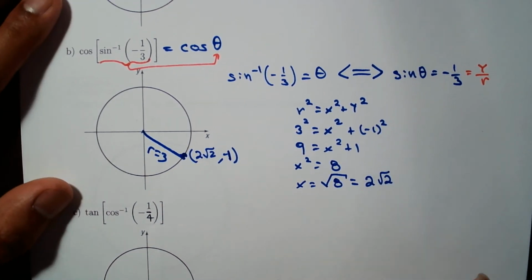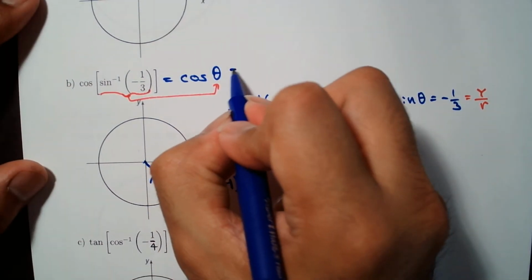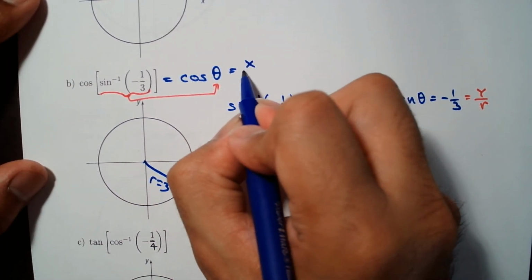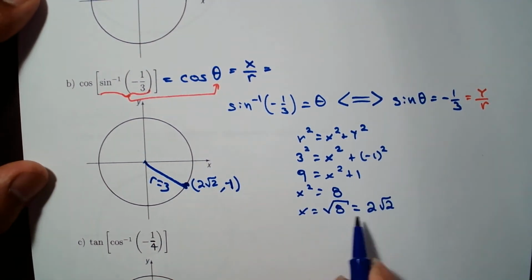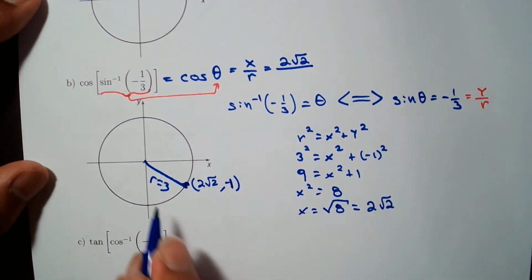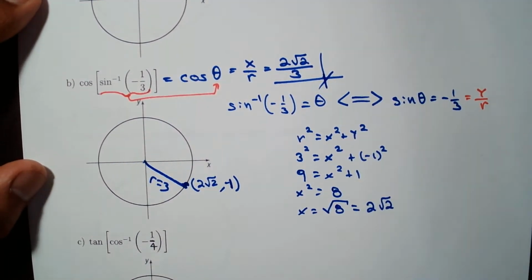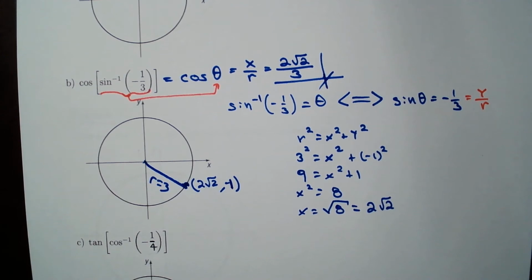So now we have the information to evaluate the cosine function. By the way, cosine function is x over r. X is 2 root of 2. R is 3. 2 root of 2 over 3. No rationalizing required in this case. We're good to go.